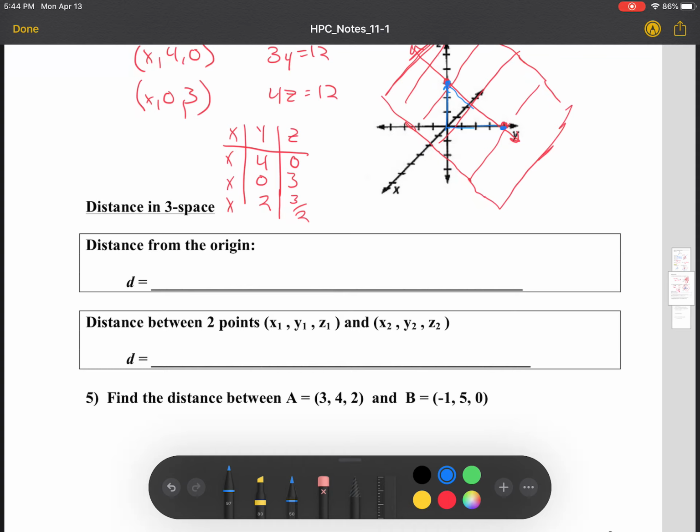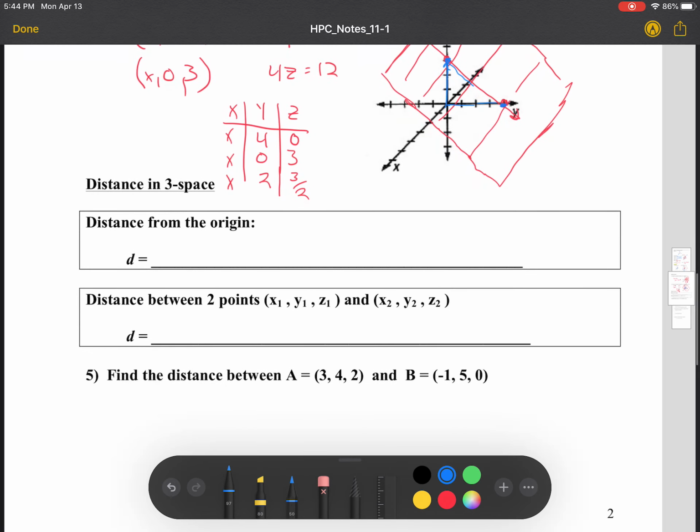I suggest that you guys pop out Desmos or something and start looking at those graphs. If you ever need help looking at 3D graphs, start plugging them into Desmos. It's a great tool. All right, so now we're going to use the distance formula, and we're just going to write that in 3-space.